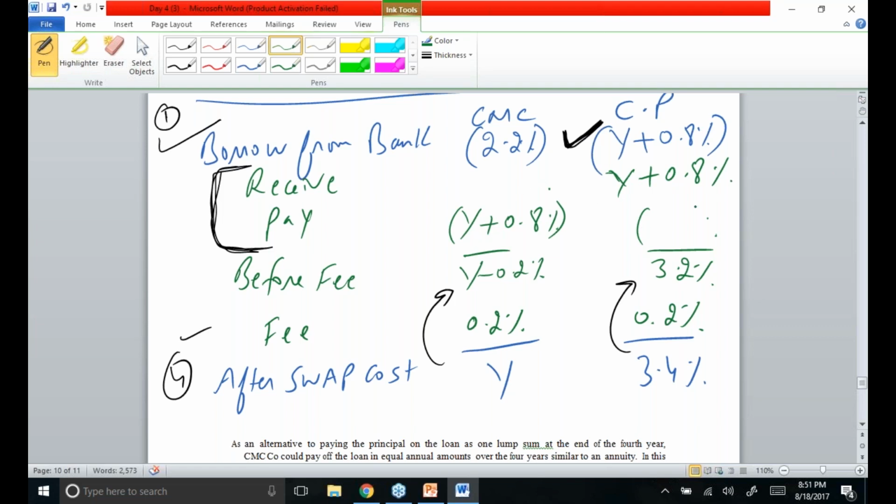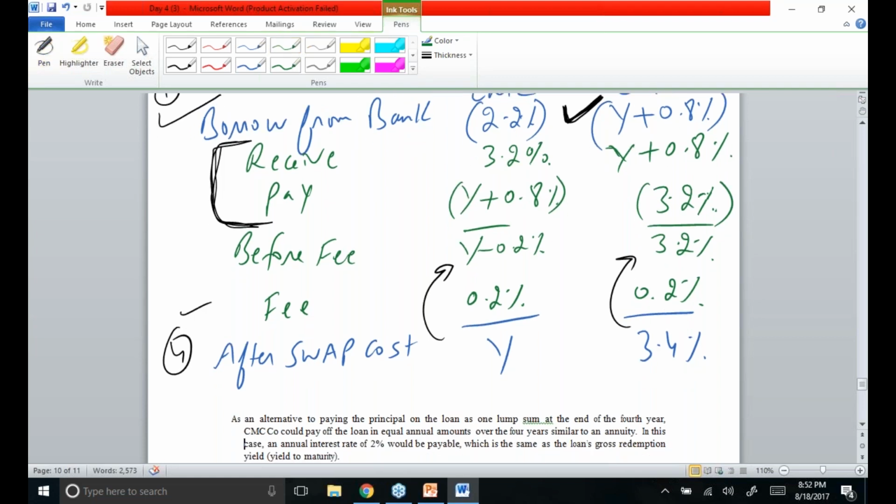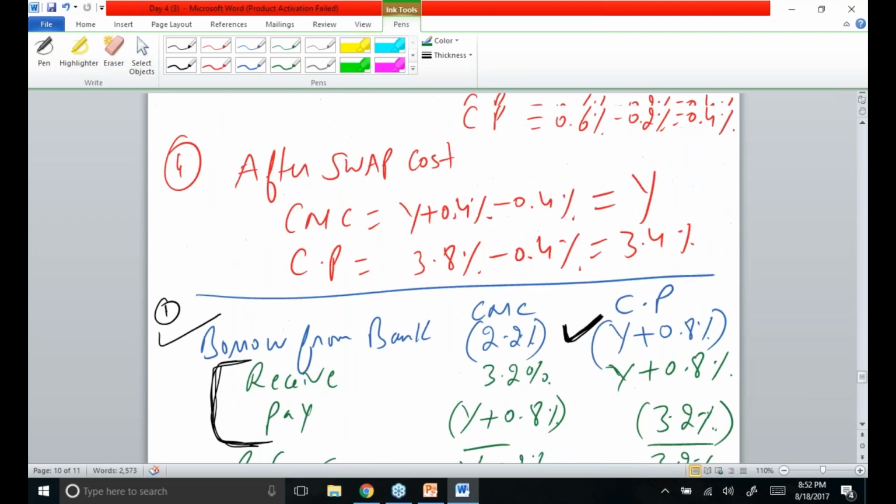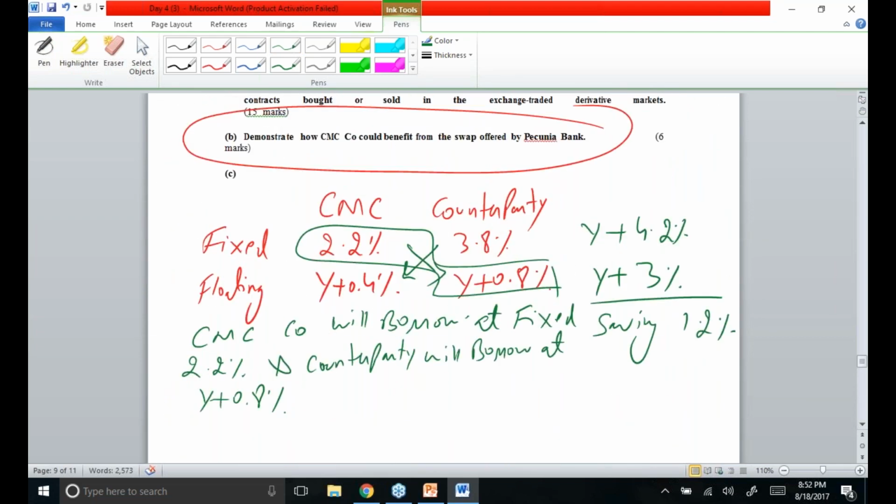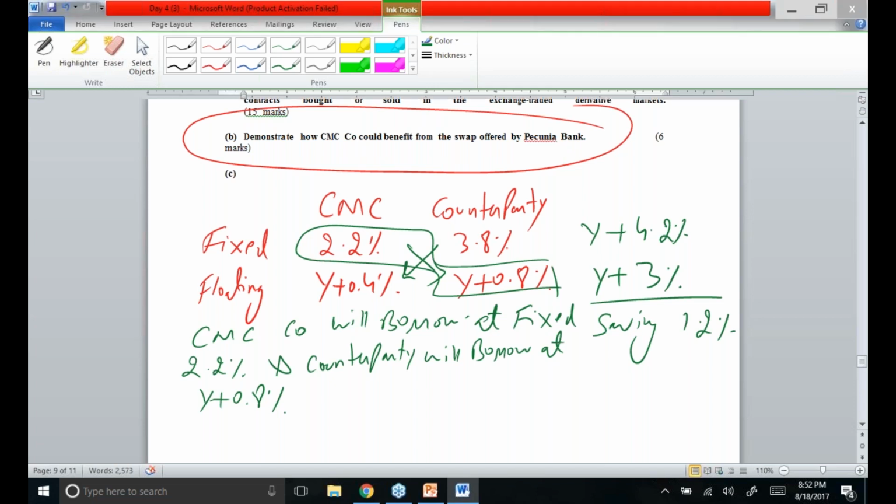So how you gonna fill this? It's just a balancing figure. Okay, to get this, you must have paid 3.2%, and this 2.2% has been paid to CMC, and CMC company has received this. That's how you're gonna fill this. And this was the question from a past paper exam, CMC, where the examiner has asked to demonstrate how CMC company could benefit from the swap offered by the bank. So if you have any question from the CMC swap question, please write in the question box.